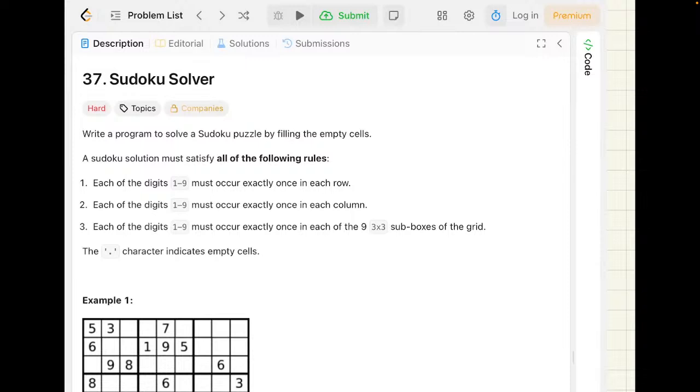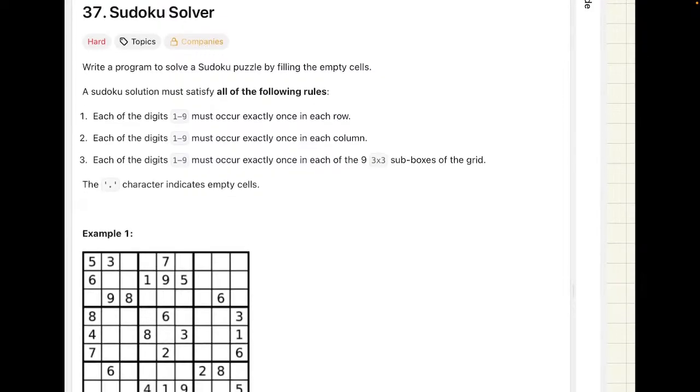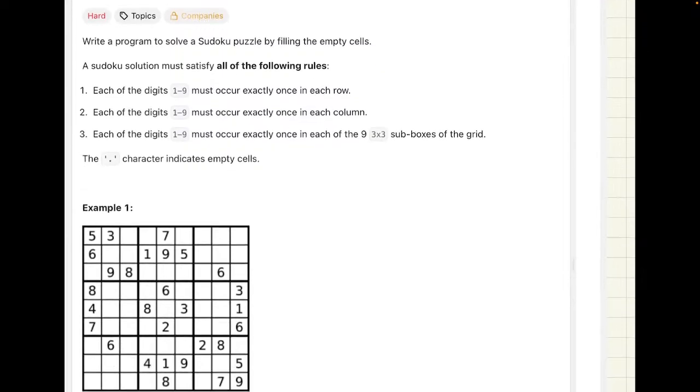First I'm reading the problem. It says write a program to solve a Sudoku puzzle by filling the empty cells. So there are some empty cells which we have to fill. Sudoku is a classical puzzle which we see in newspapers everywhere, and it has been there for a very long time. So we have to code up how to solve a particular board.